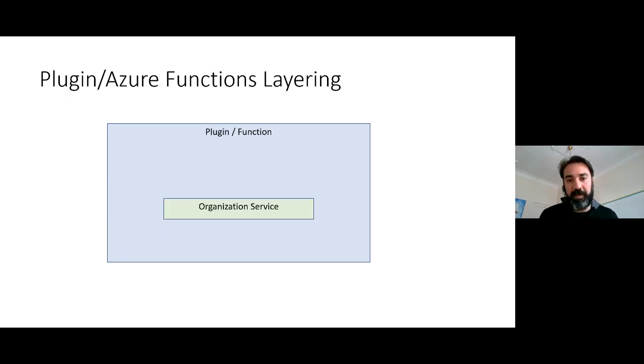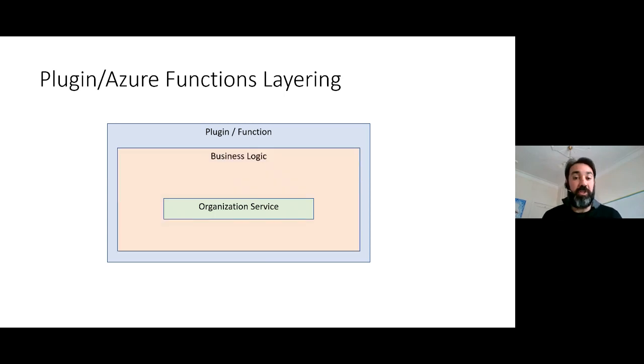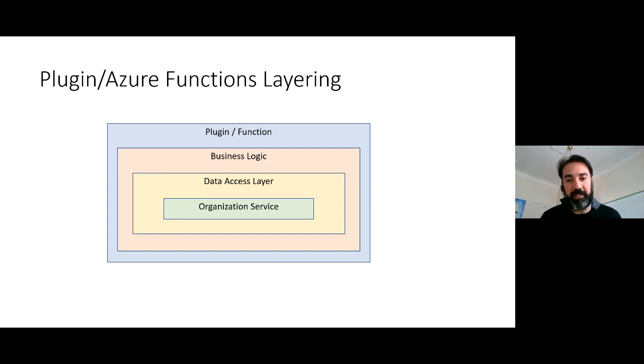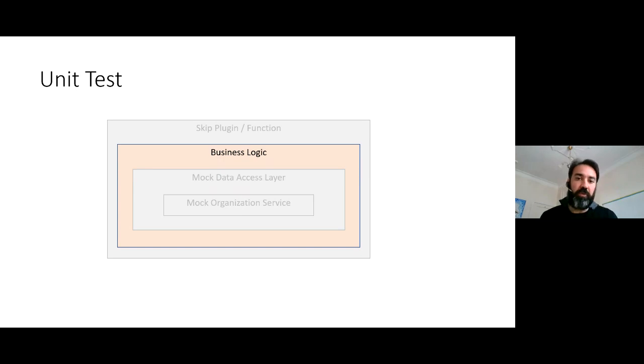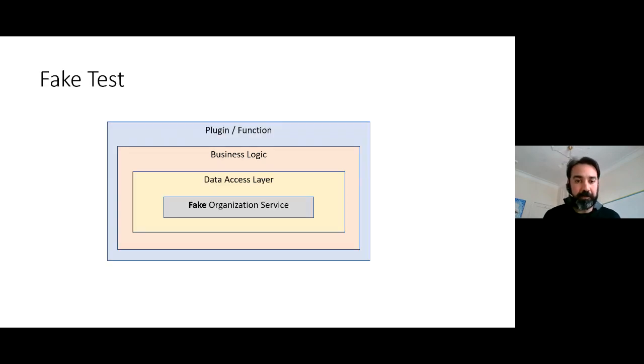Same thing happens with plugins, where you have your plugin or your function, and you've got an organization service at the core of it that does all the interaction with the platform. What I suggest is to layer it: have a business logic layer and a data access layer. Then you can mock one of those and say, all right, today I'm just going to unit test the business logic, and I don't want any of the other layers to be tested. You mock those using the conventional .NET mocking ways, or you can use a fake organization context. There's a couple of them that have been implemented over time by the community.